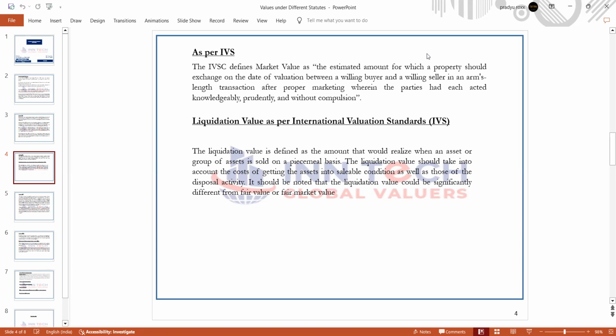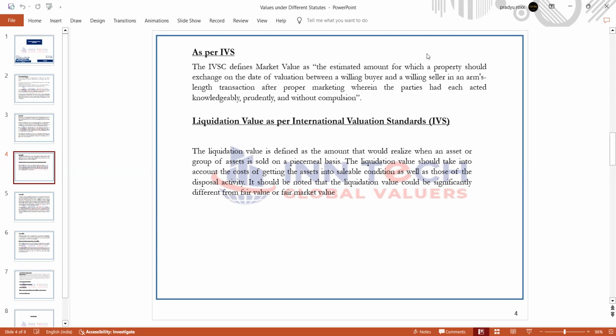And this may also be the case with plant and machinery. See, if you sell the plant and machinery as a whole, there may be limited takers. But if you have the asset sold piecemeal, like if a power plant is there, only the turbines are removed and sold in the market, that can fetch a higher value than the plant as a whole. So that is what we mean by the definition of sold on a piecemeal basis.